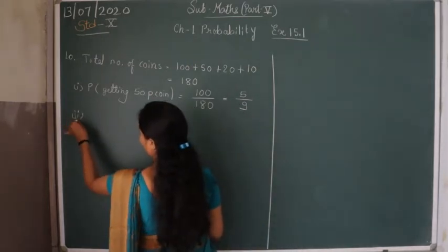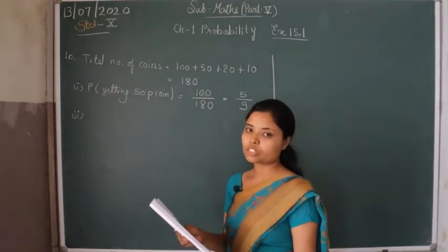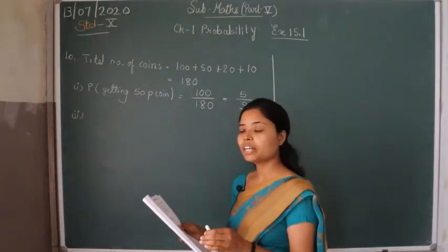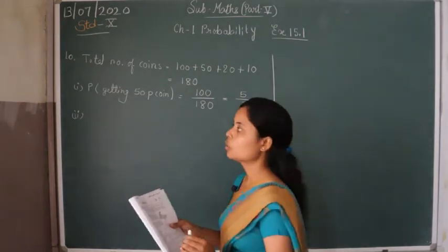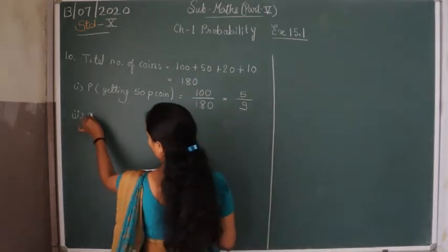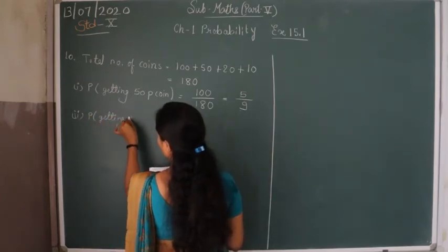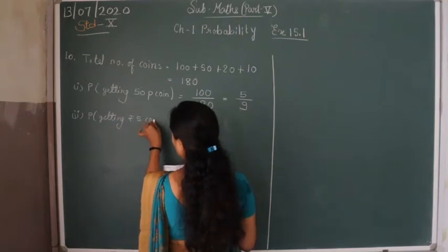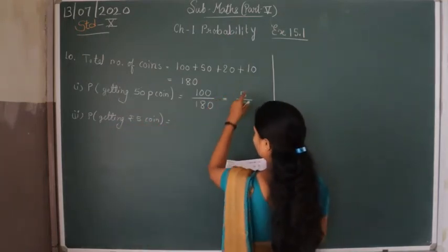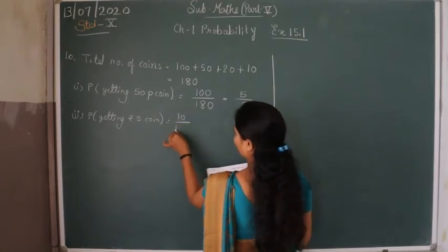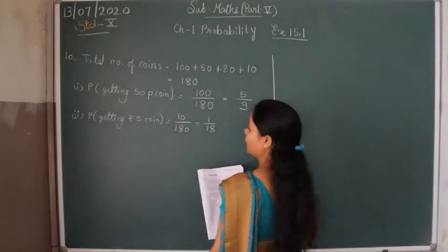Now we will solve the second. Second is, will not be a 5 rupee coin. So firstly we will find the probability of getting a 5 rupee coin, then not getting a 5 rupee coin. How many 5 rupee coins are there? There are 10 and possible outcomes are 180. When you solve it, you get 1 by 18.